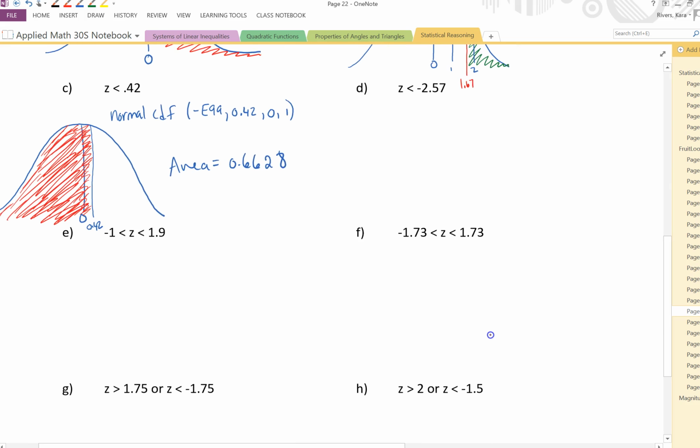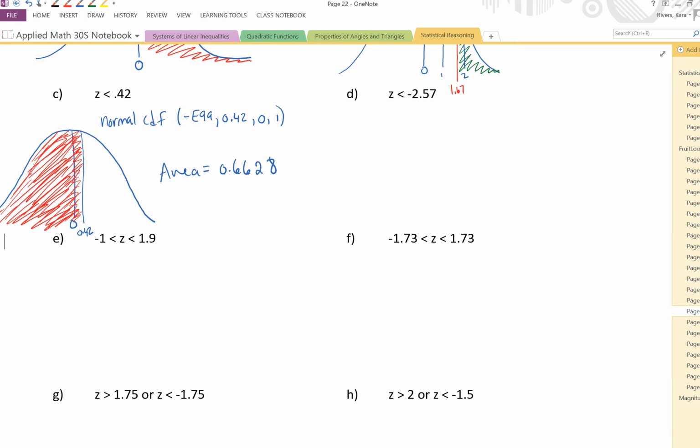Alright, go ahead and try D. Same idea. You're going to find the area where Z is less than negative 2.57. So go ahead and give it a try and come back and check with my answers.